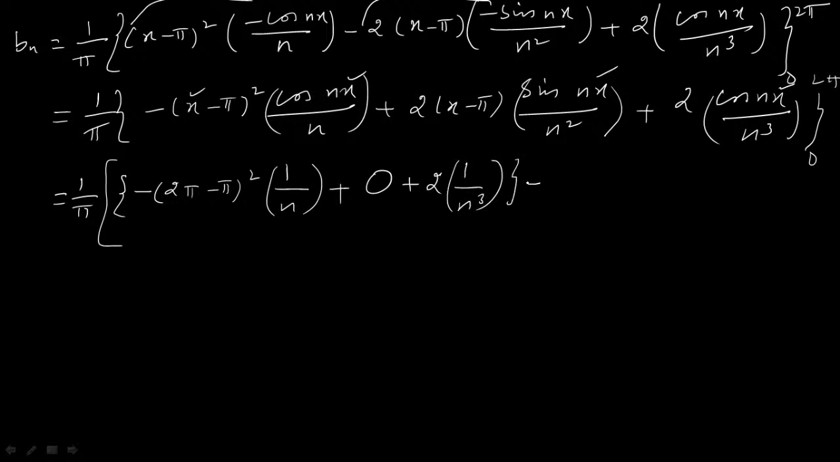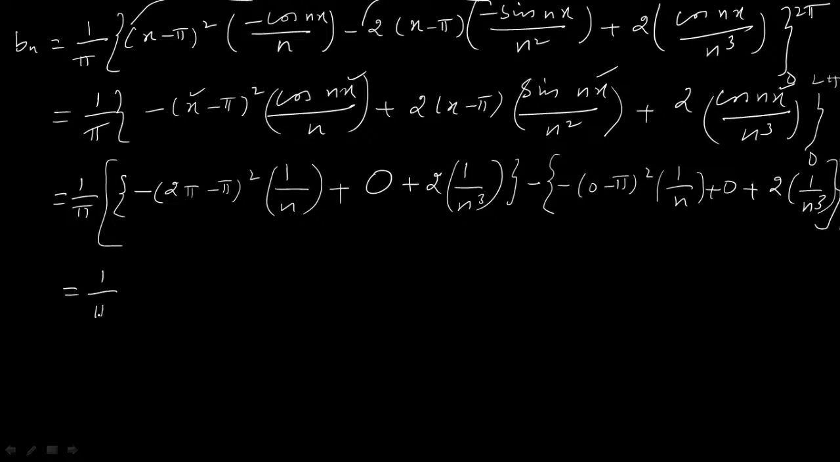So that is the upper limit. Now coming to the lower limit. If you replace x by 0, minus of 0 minus pi the whole square times 1 by n, because cos 0 is nothing but 1. Plus the second term becomes 0 because sin 0 becomes 0, so the entire term becomes 0, plus twice 1 by n cube. Now, because cos 0 here becomes 1, you get 1 by n cube.